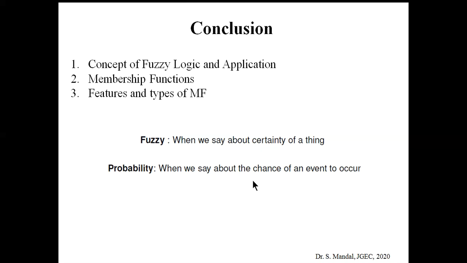Now there is a difference between fuzzy and probability. Fuzzy means the amount of certainty in the corresponding fuzzy set, and probability means the chance of an event to occur. It is worth mentioning that both can take values between 1 and 0, but fuzzy and probability are different. Probability means the chance of an event to occur, but here there is no event to occur; we want to calculate the corresponding certainty of a particular thing or particular language or particular term, and that is fuzzy.